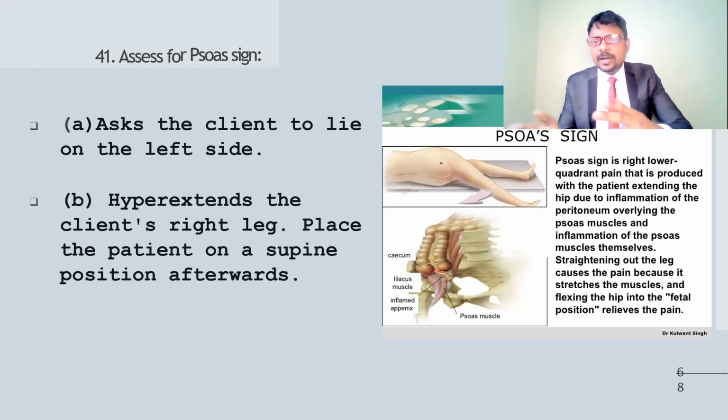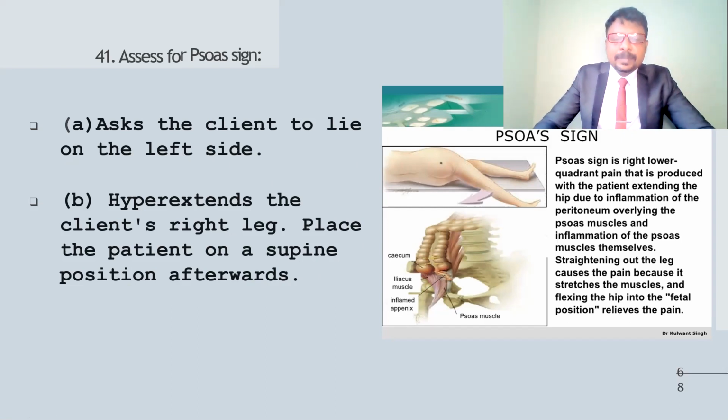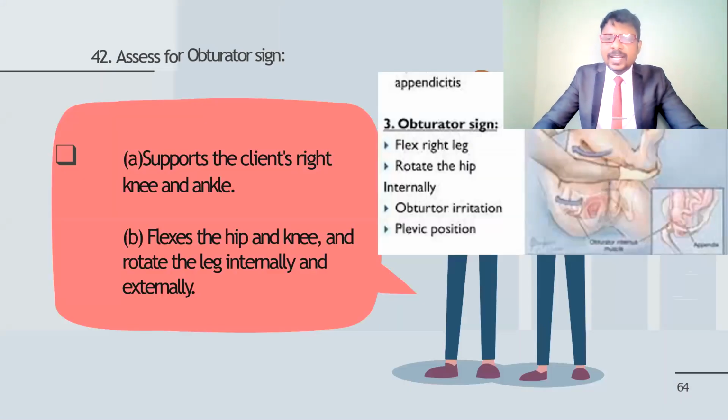So we can get a clue about any appendicitis or any inflammation, as well as in case of any peritoneal irritation. So this is the special test to identify peritoneal irritation or appendicitis. And another test we can do is the obturator sign.